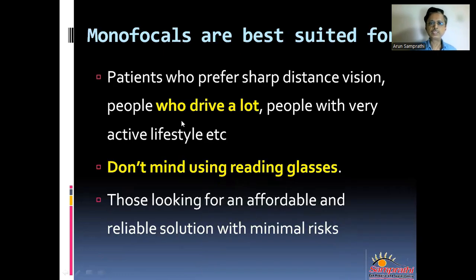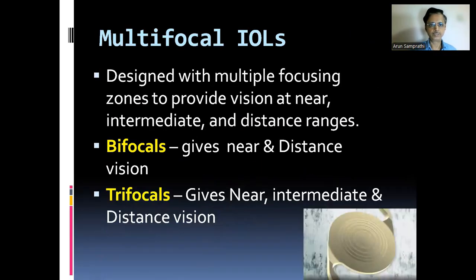So monofocal lenses are best suited for people who prefer sharp, crisp vision for distance, especially people who drive a lot, especially night driving. It's a very good lens for people who drive at night. And the most important is people who don't mind using reading glasses. Also the cost is lesser compared to the other types of lenses. So economically, this is one of the best suited options.